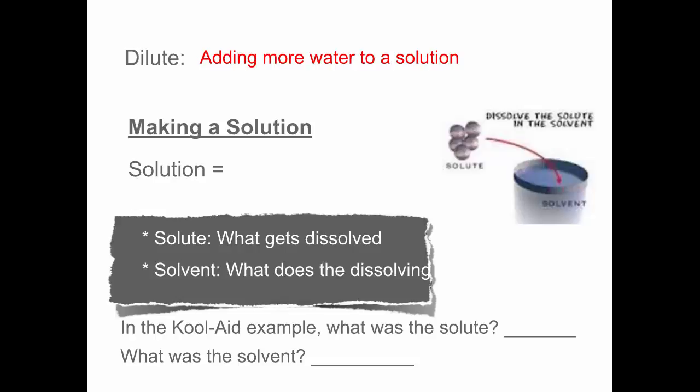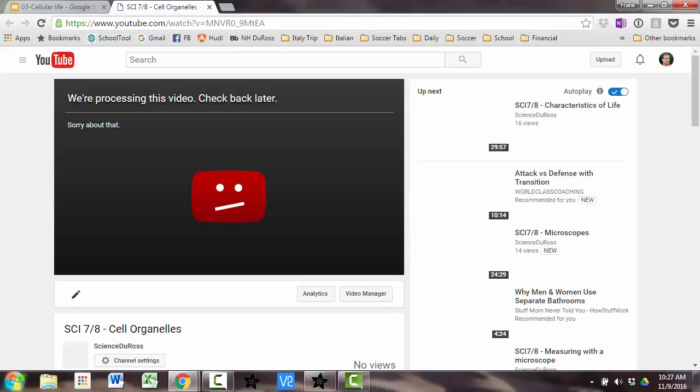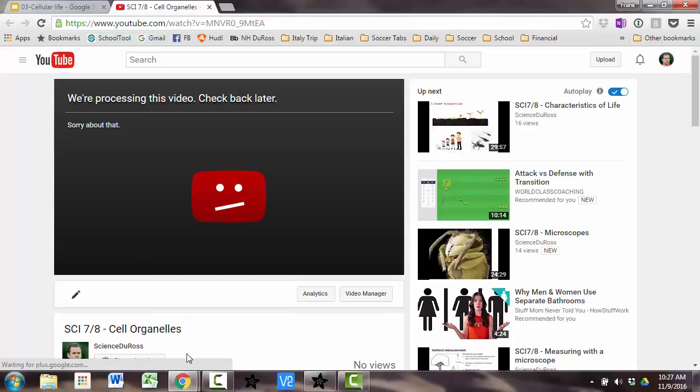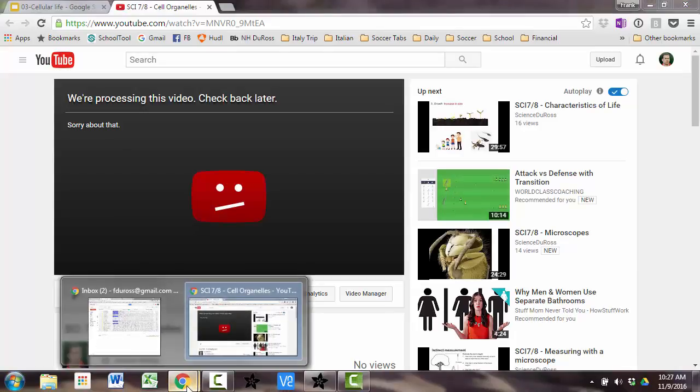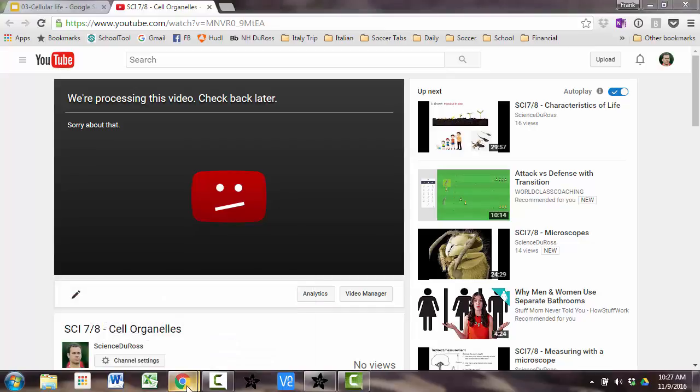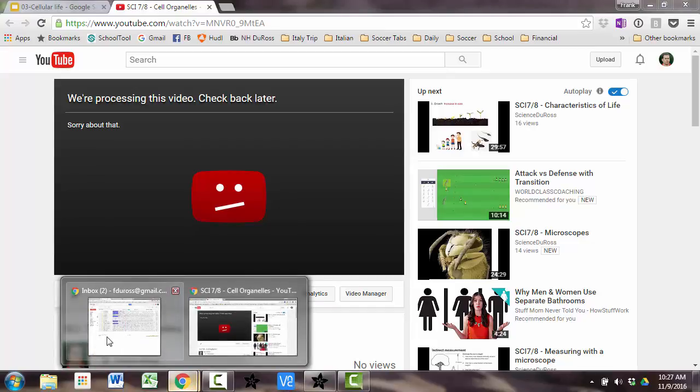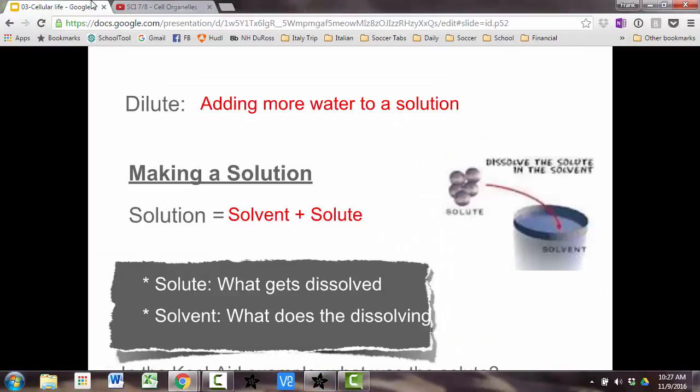Kool-Aid is an example of a solution. A solution is made of two parts, the solute and the solvent. All right, there's the solute and the solvent.